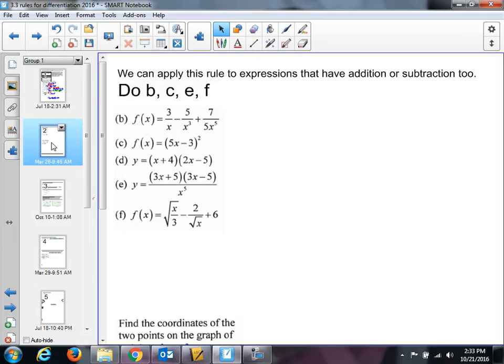B, C, D, E, F from here. You can apply this rule to expressions that have addition and subtraction too. We've already talked about that real quickly. So, these ones, though, require some rearrangement. So B, before I even try doing calculus, I'm going to do some rearrangement. We already tried some like this, but there was one thing at a time. So before I do that, I go 3x to the negative 1, 5x to the negative 3.